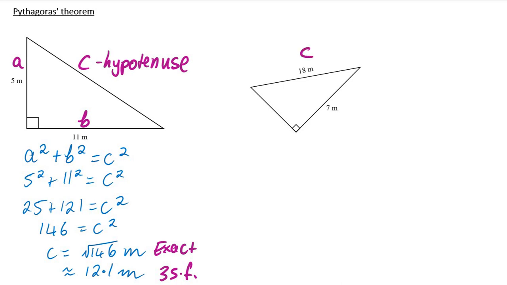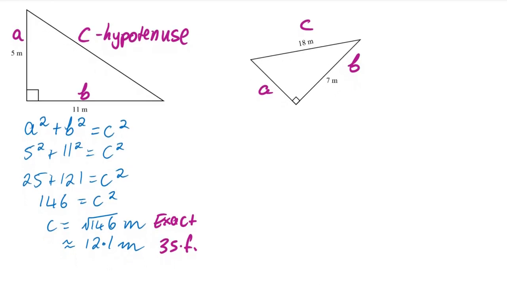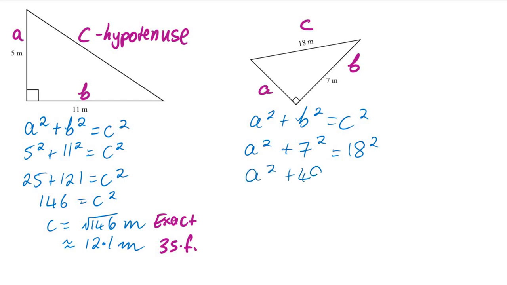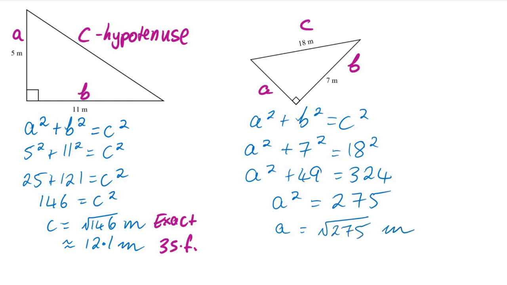In this second example, C, the hypotenuse, opposite the right angle of the triangle, is 18, and one of our shorter sides is the unknown this time. A squared plus b squared equals c squared. We do not know a, we do know b, and we do know c. Evaluating what we can, we get that a squared is equal to 275. We take the positive and negative square root, disregarding the negative length automatically, and there's our exact answer. Our approximate solution, rounded to 3 significant figures, would be 16.6.